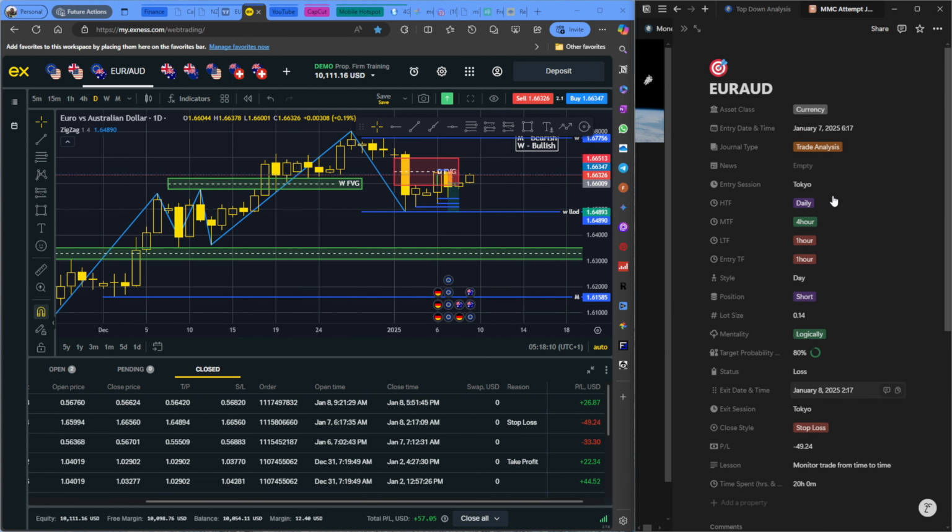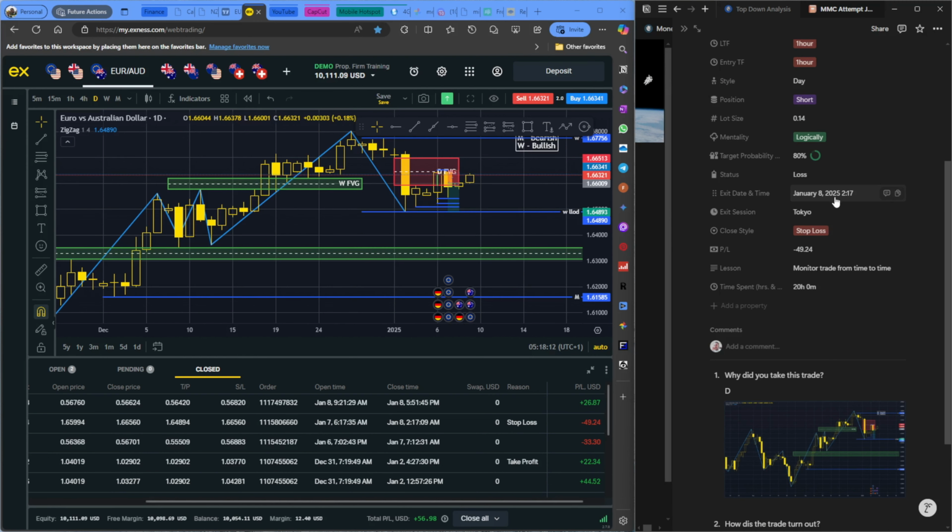That's bad. With a $49.24 loss. That's a lot of money in Nigeria. Honestly speaking, that is a lot of money in Nigeria. So the lesson I learned, right? The lesson I learned is to monitor my trade. This is exactly 20 hours, and I just noticed this. It is exactly 20 hours on the dot.